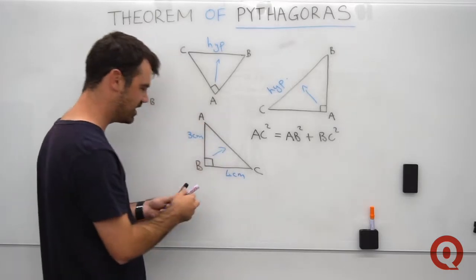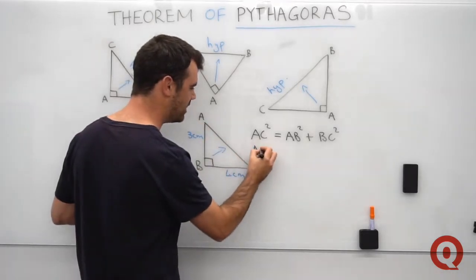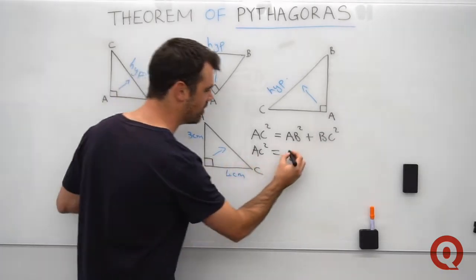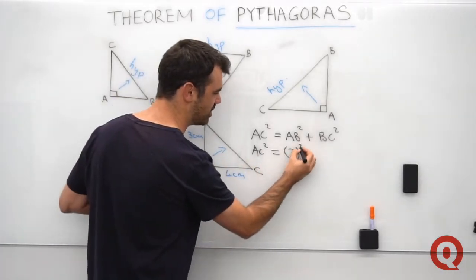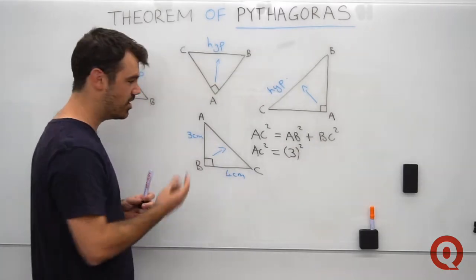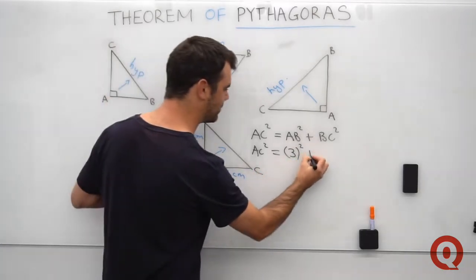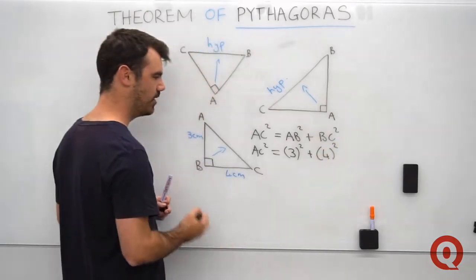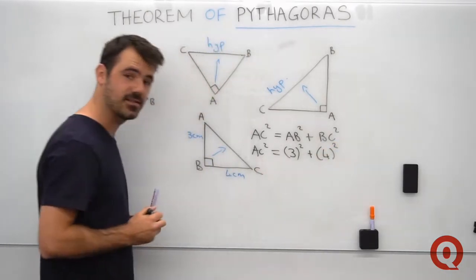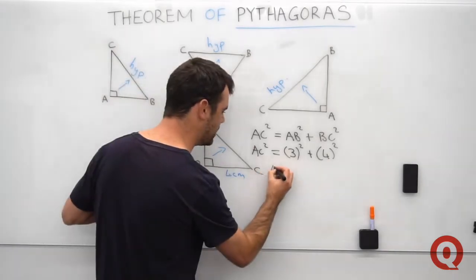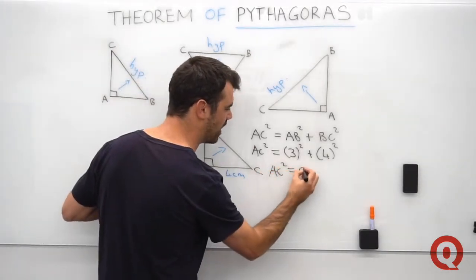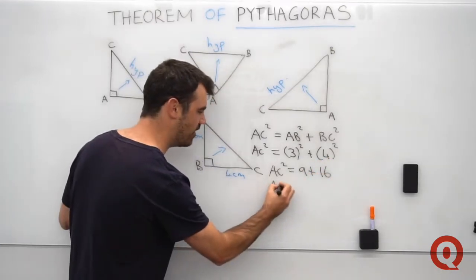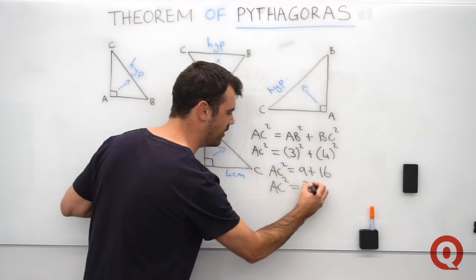So we're looking for AC squared, so we'll write that again. AC squared is equal to AB squared. What is AB squared? It's 3. I just like to use brackets just so it keeps nice and neat. It's not necessary, but I just like to use them. Plus 4 squared. So therefore we bring it down, we note that this is now an equation. So we've now got AC squared is equal to 9 plus 16. So AC squared is equal to 25.